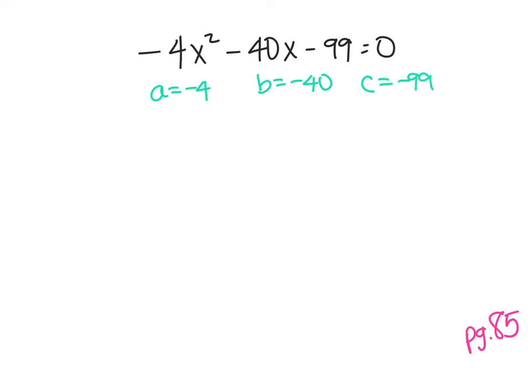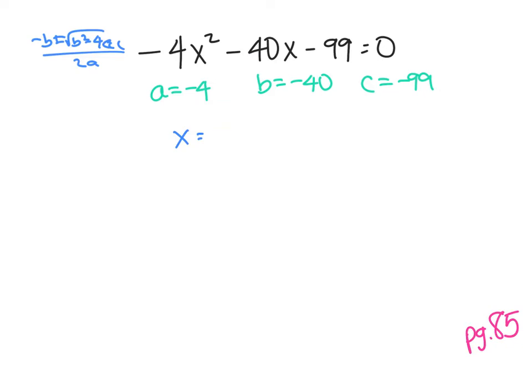And c is negative 99, and now we just plug everything in. I'm going to write it down up here for myself: negative b plus or minus the square root of b squared minus 4ac, all over 2a. So we have x equals, and again, this is solving for the roots of the parabola. We are looking for our x-intercepts.